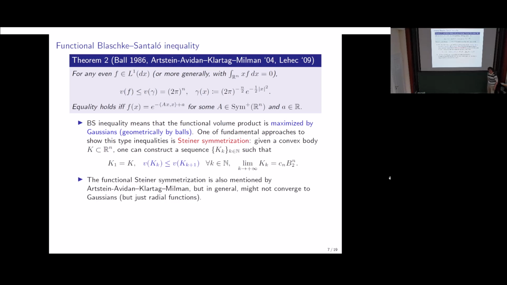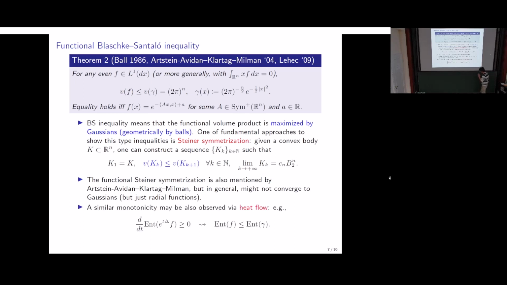Similarly, we can consider the functional version of the Steiner symmetrization. This was already mentioned in the work of Artstein, Klartag and Milman, but in that case we cannot obtain the Gaussian measure directly, and we only obtain radial functions. This means that the n-dimensional Blaschke-Santaló inequality is only reduced to a one-dimensional problem. But we cannot obtain the Gaussian measure by using this method, so we should show the one-dimensional Blaschke-Santaló inequality directly. Okay.